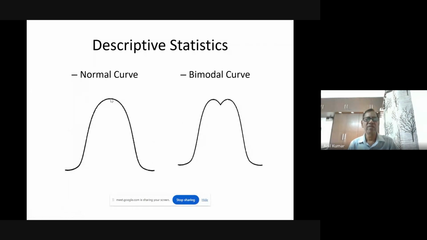But if data has two modes, then it is not normal, it is abnormal, and it is a bimodal curve. We call it bimodal because two modes are there. You can see from this diagram very well. Here one mode is there, here two modes are there, and that's why it is a bimodal curve. It is not a normal curve. And this one is the normal curve.